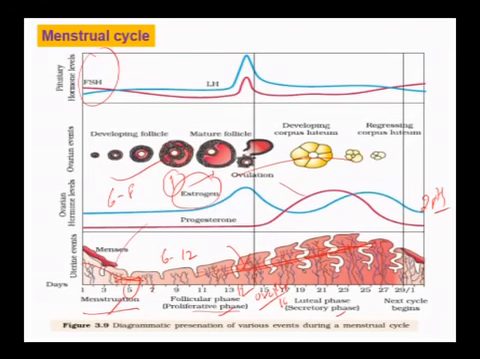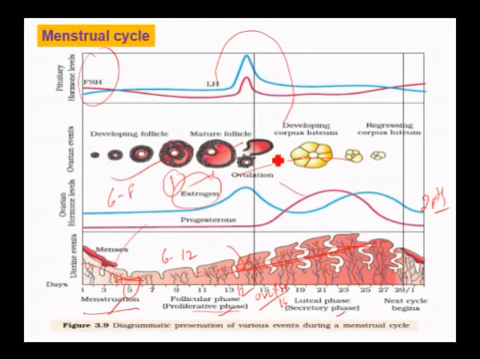During the same time, the levels of FSH and LH rise. Increased levels of LH is called LH surge. This LH surge is responsible for rupturing of this Graafian follicle, because in the center of the Graafian follicle, an ovum is present. It is at secondary oocyte stage. So what does LH do? It is meant for rupturing of Graafian follicle.